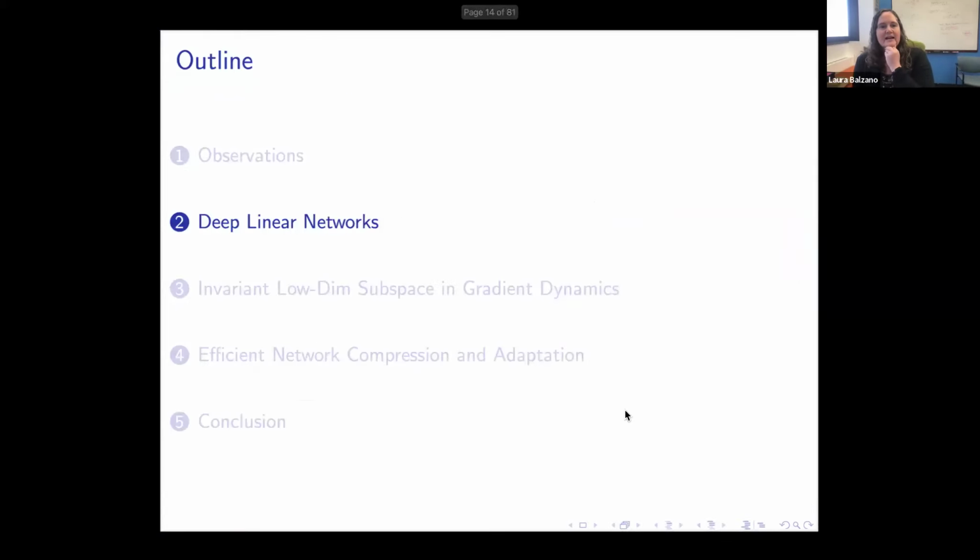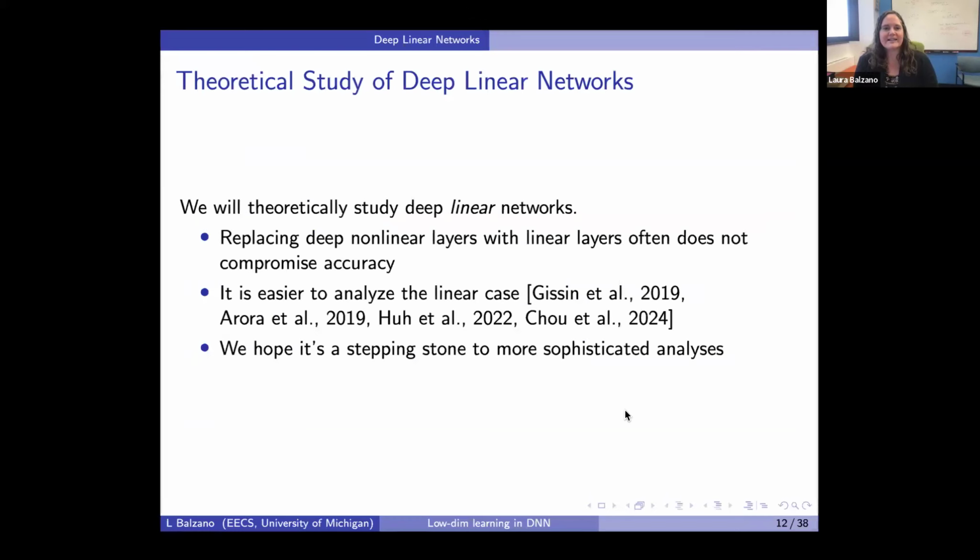All right, so like I said, that last experiment I showed and our theory will be about deep linear networks. So I'm going to spend just a few slides to try to motivate why it's interesting, besides just being easier to analyze. First, what I'll show in a few slides is we see empirically that replacing deep layers in a nonlinear network with linear layers often does not compromise accuracy. And it gives lots of the same behaviors as nonlinear networks. And so maybe understanding deep linear networks can be helpful in order to improve nonlinear networks.